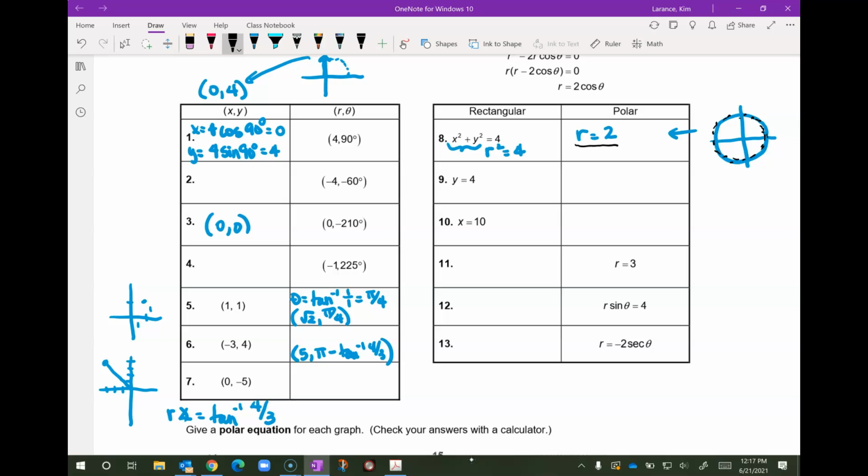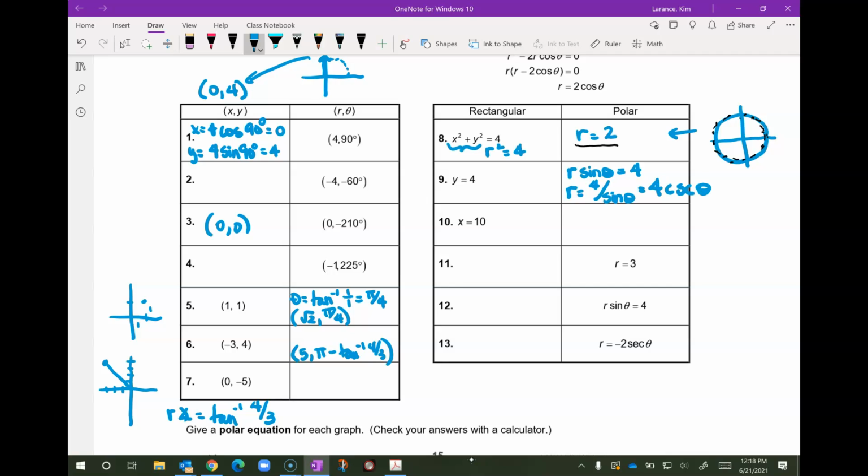How about that? y equals 4. What do we do with that? Well, we replace y with r sine theta. So r sine theta equals 4. Now, if I put this in the form that these come in, we write r in terms of theta. Usually we write functions y in terms of x. These are r in terms of theta. So 4 divided by the sine of theta. And you know that the reciprocal of sine is cosecant. So this is r equals 4 cosecant theta.